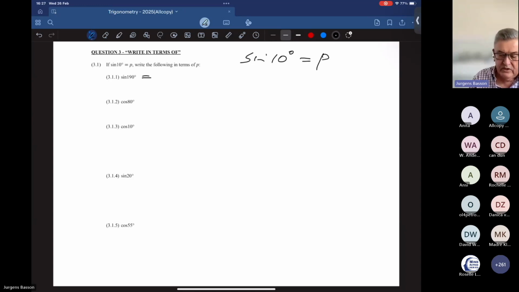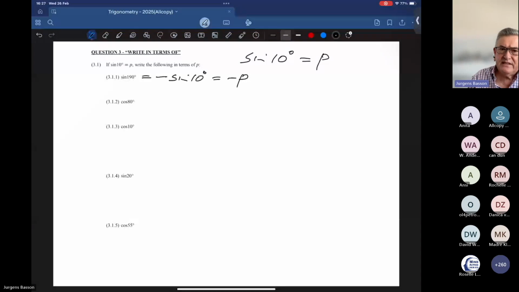I want sine, but I don't want the 190. I want to use the reduction formula. So 190 is in the third quadrant, sine in the third is negative, and that becomes the sine of 180 plus 10 degrees. And there I've got sine 10, and my answer is minus p. Easy as that. What about cos of 10?